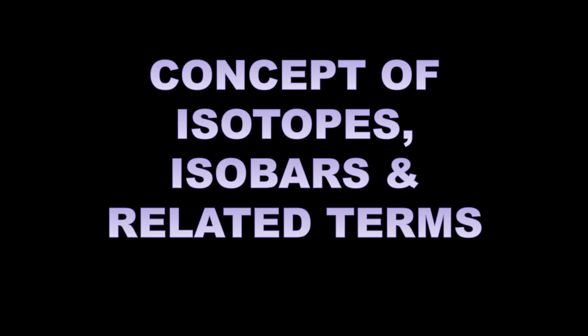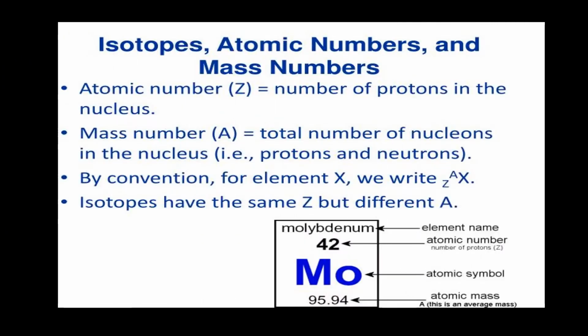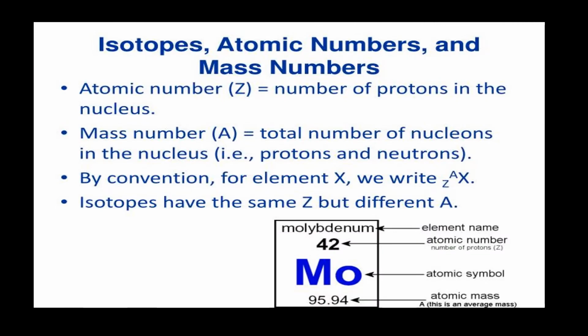In this video, we will study the concept of isotopes, isobars and some other related terms. Let us revise at first what are isotopes, atomic numbers and mass numbers. Atomic number is the number of protons in the nucleus. It is denoted by the letter Z. Mass number is the total number of nucleons in the nucleus. That means it is the sum of protons and neutrons which are present in the nucleus.